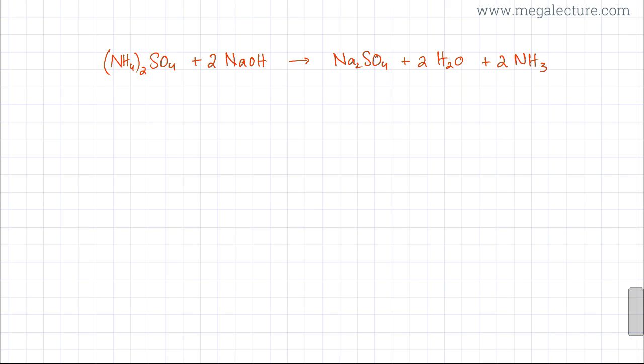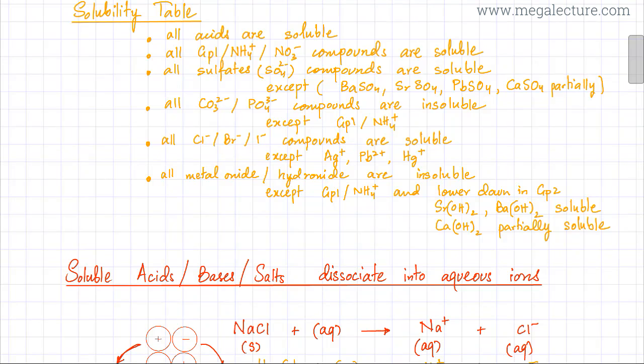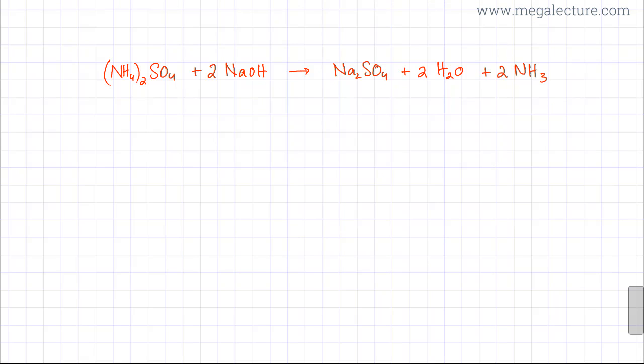And the first step now is to learn about the states of all these compounds, whether they are soluble. If they are soluble, they are aqueous, and if they are insoluble, they would be in solid state. So the first one is ammonium sulfate. It has the ammonium ion in it, so I'm going to refer to the solubility table. If you look at the table, the second statement, all group 1, NH4 plus, NO3 minus compounds, they are all soluble. Any compound that contains group 1 or NH4 plus in it is going to be soluble. So this first compound is an ammonium compound, so it's going to be soluble. It's going to be written in aqueous state.